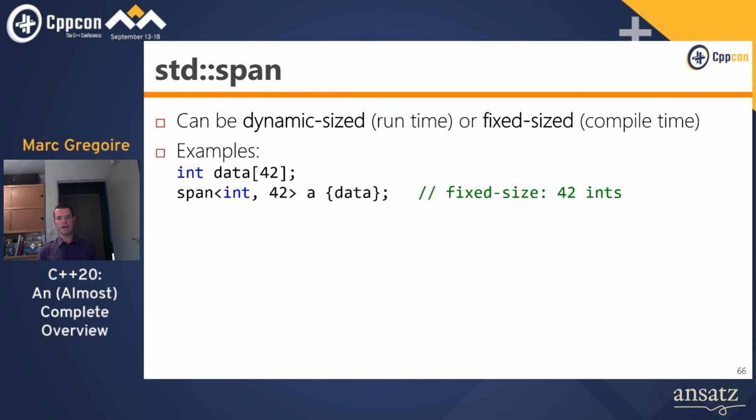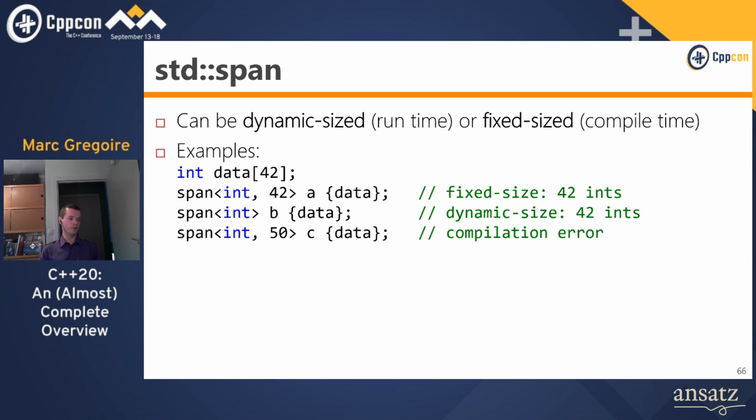A span can be either dynamic sized or fixed size. So here I have a C-style array, and I construct a span over that with type int and size 42, so this is a fixed size span. If I construct my span as follows, I don't specify the 42, then it's a so-called dynamic size span. If I provided the wrong size, for example 50, while I only have 42 elements, then I will get a compilation error. If I have a pointer and a length to some part in memory, I have a dynamic sized span.